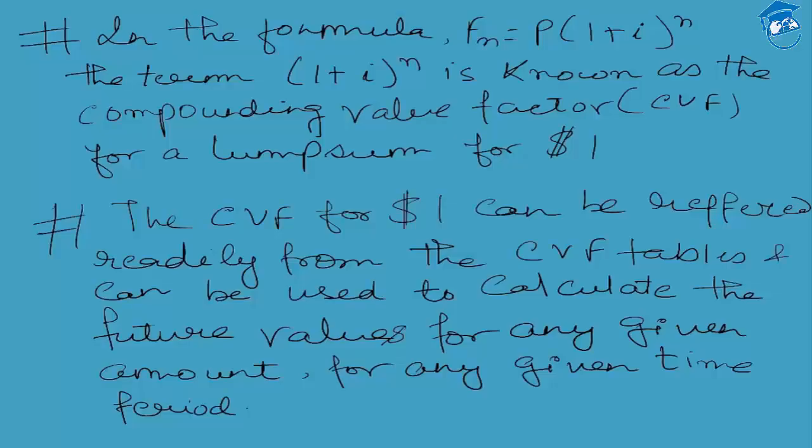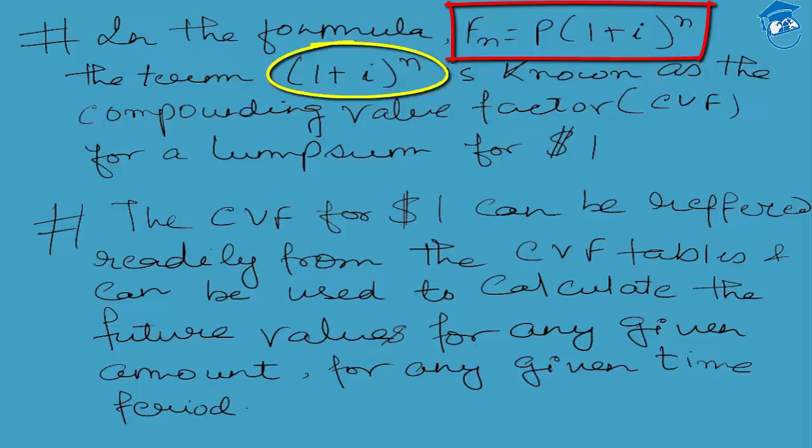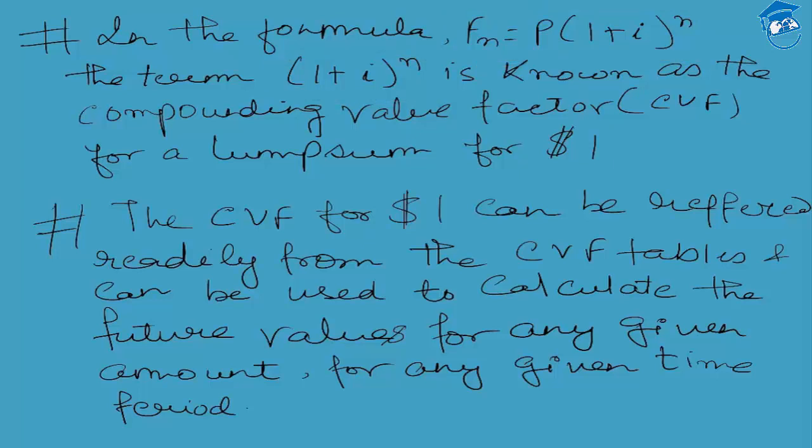Now over here students, an important point in the formula Fn is equal to P multiplied by (1 plus i) to the power of n. The term (1 plus i) to the power of n is also known as the compounding value factor for a lump sum for $1. It means that, as I told earlier also, there are two methods of solving such questions, or two conceptual methods.